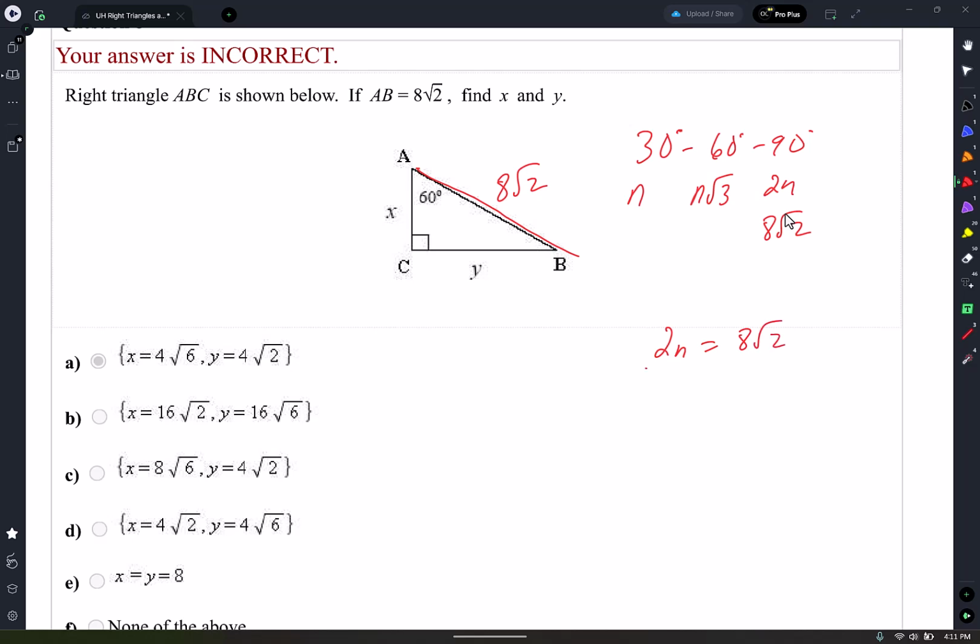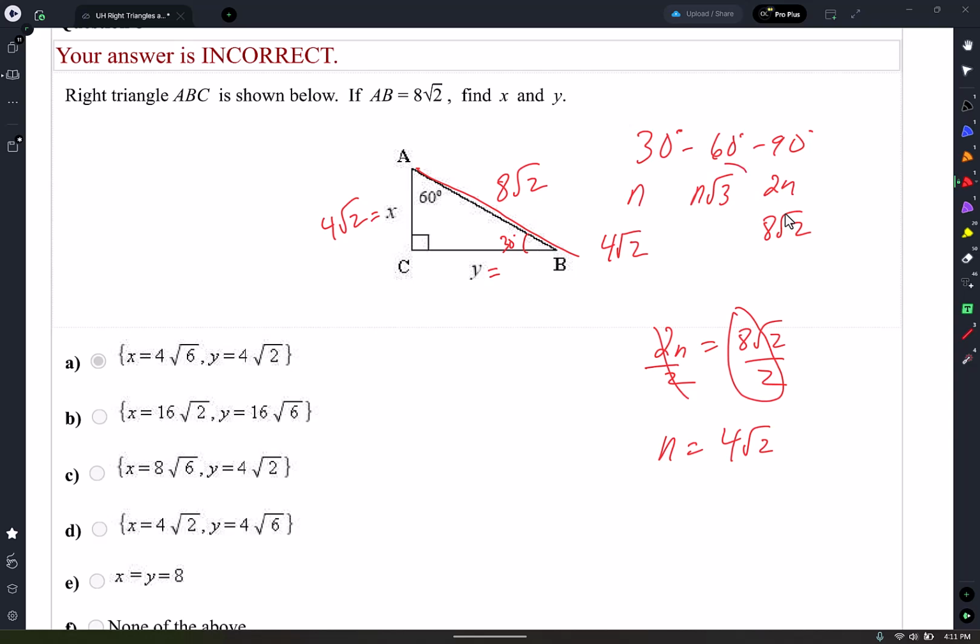Then to get n by itself, I just divide by 2. n equals 8 divided by 2 is 4, 4 square root of 2. So that's what this is. 4 square root of 2. Do you see what we did? So where's the 4 square root of 2? This is that x. There it is. And then the y, that's the long leg.